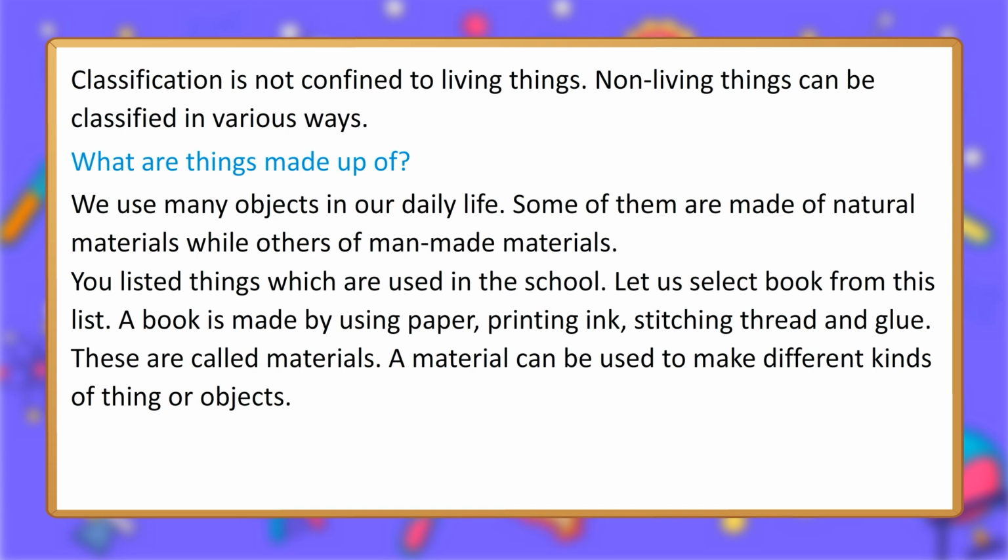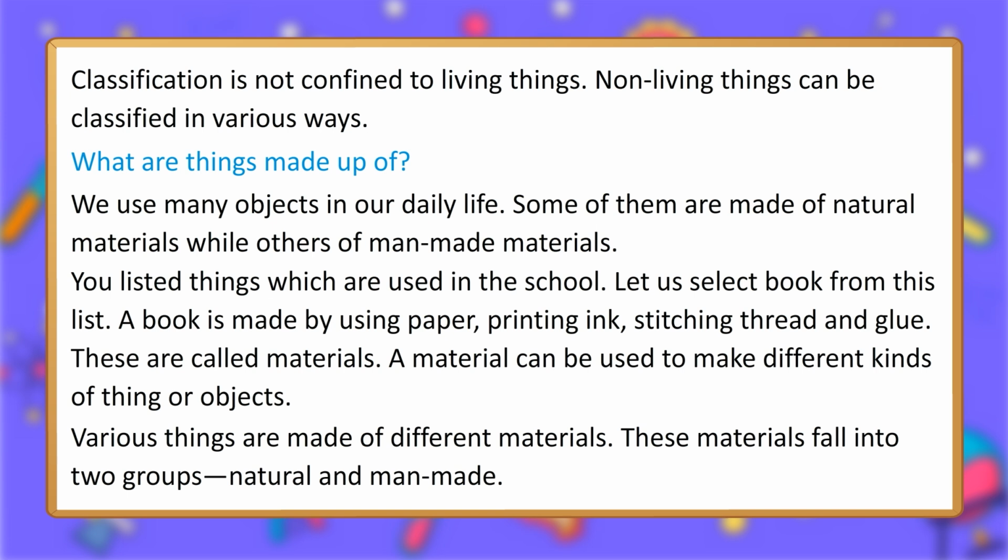Let us select a book from this list. A book is made by using paper, printing ink, stitching thread and glue. These are called materials. A material can be used to make different kinds of things or objects. Various things are made of different materials. These materials fall into 2 groups, natural and man-made.